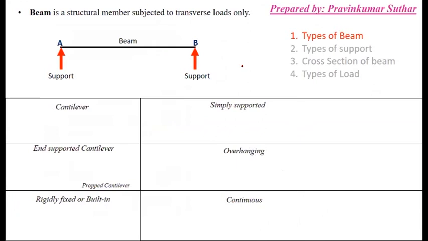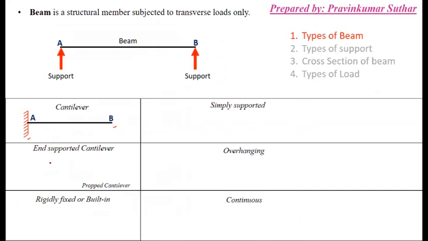A beam is a structural member subjected to transverse load only. First we will cover types of beam. As you can see, this is a cantilever beam. In this cantilever beam, one end is free and the other end has a fixed support. So this type of beam is known as a cantilever beam.